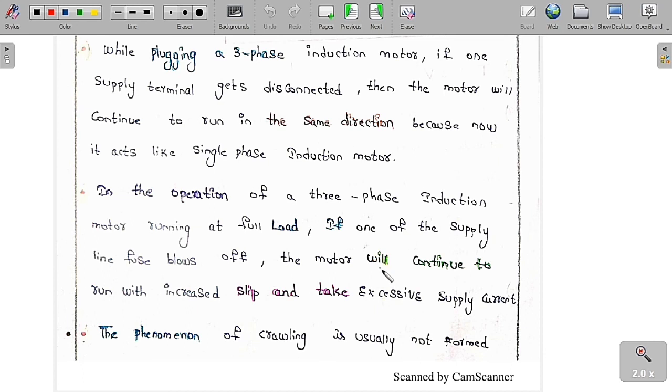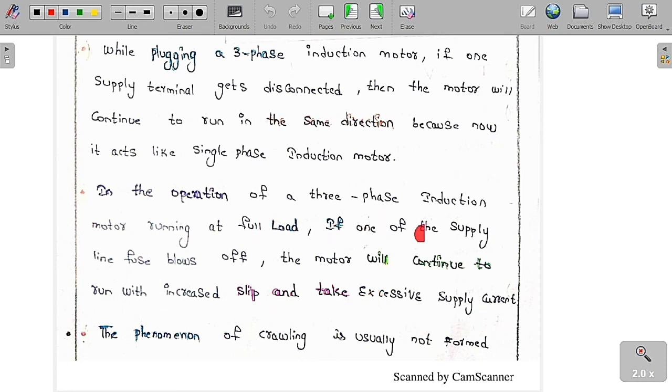So for a three-phase induction motor, if one of the fuses is broken, it is going to act like a single-phase induction motor. It is going to rotate in the same direction with lesser speed. Whenever the rotor speed decreases, the slip increases, and it is going to take excessive current because I2 dash is equal to S into E2 by the square root of R2 square plus SX2 square. As S increases, the current also increases. So it is going to take excessive supply current.